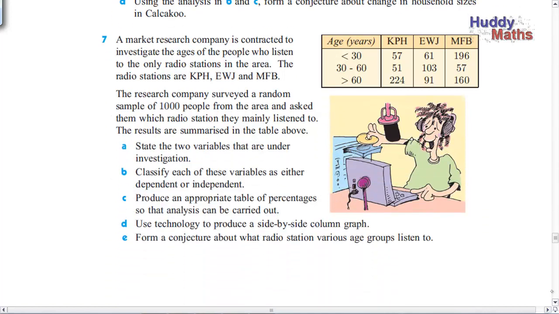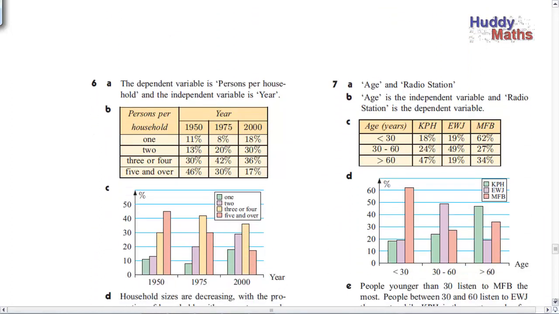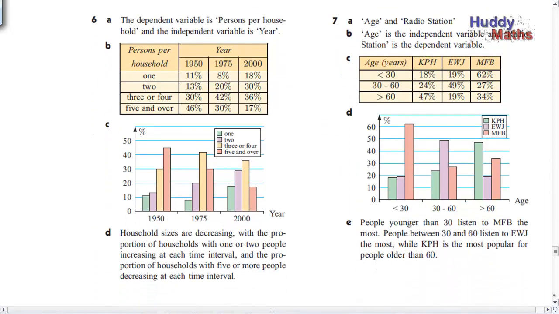Question 7, same idea. Interesting, surveys about who's listening to our radio station so we can play more appropriate music perhaps for that group, or maybe change it and try to attract more of a different age group. Important questions, aren't they, in running a business. Let's have a look at our answers there and the sort of conjectures we can make for questions 6 and 7.